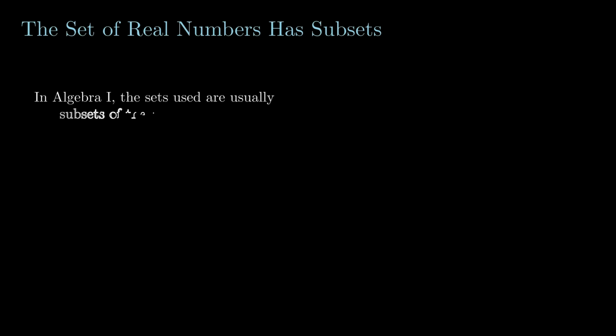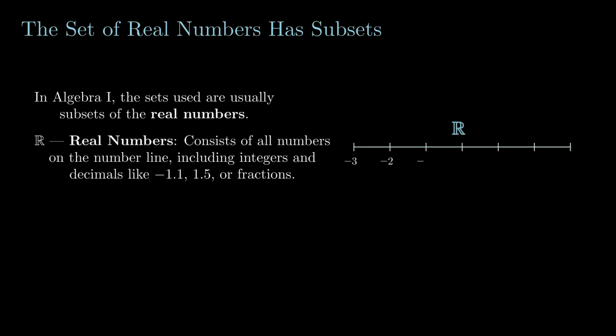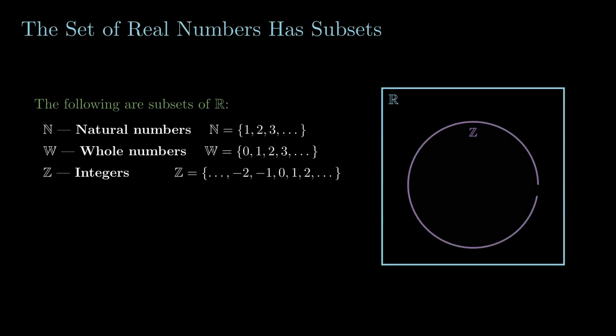In Algebra 1, the sets used are usually subsets of the real numbers. The set of real numbers, denoted by R, consists of all numbers on the number line, including integers, decimals like -1.1 and +1.5. The following are standard subsets of R: natural numbers starting from 1, whole numbers including 0, and integers which include all whole numbers and their negatives.